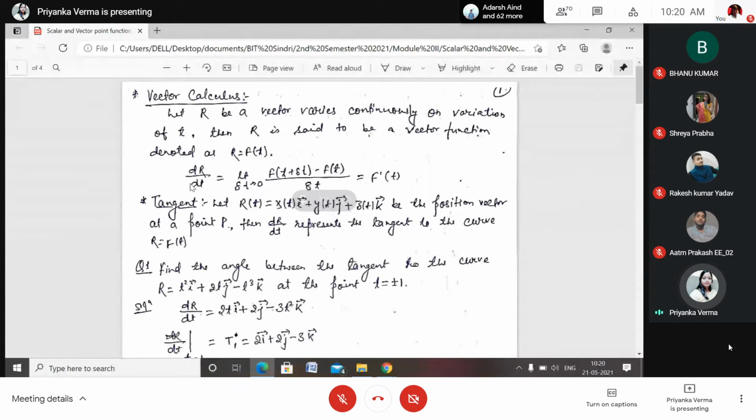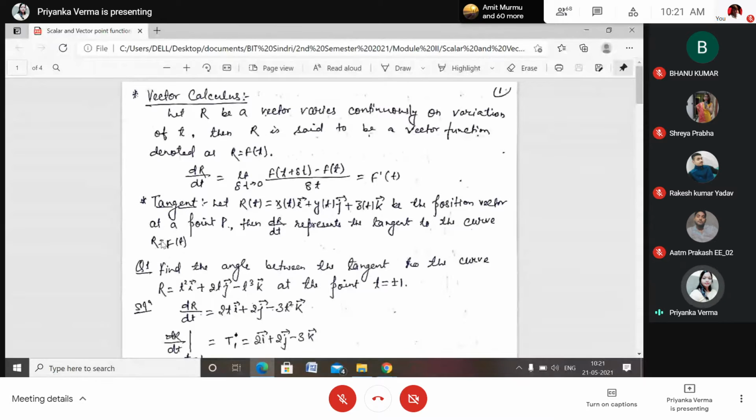Why do we evaluate dr by dt, or f dash t? What are the applications? If r(t) is a vector function representing a position vector at a point P, then dr by dt will represent the tangent to the curve r equal to f(t). Suppose this is a position vector representing a curve in space, then dr by dt represents the tangent to the curve.